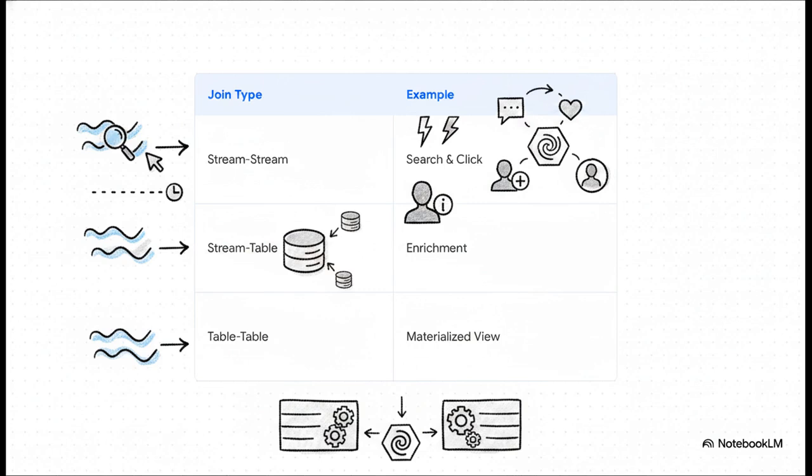A stream table join, which is often called enrichment, happens when an activity event arrives and the processor queries a local copy of a database to attach a user profile to it. And finally, a table join merges 2 changelogs, keeping a complex materialized view, like a dynamic social media timeline, constantly updated as new posts and new followers arrive.